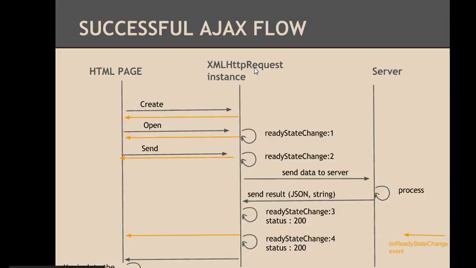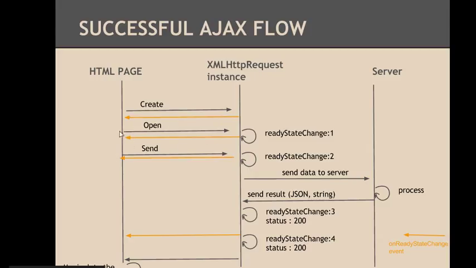That's all. Now let's check a successful AJAX flow. We are in our HTML page, or JSP page rendered to an HTML page, okay? We'll create an instance of XMLHttpRequest. Here the ready state of our instance is basically 0, and after that we call the open method, and ready state changes to 1, and whenever this ready state is changed, an event is triggered to the HTML page, as you can see in the orange lines.